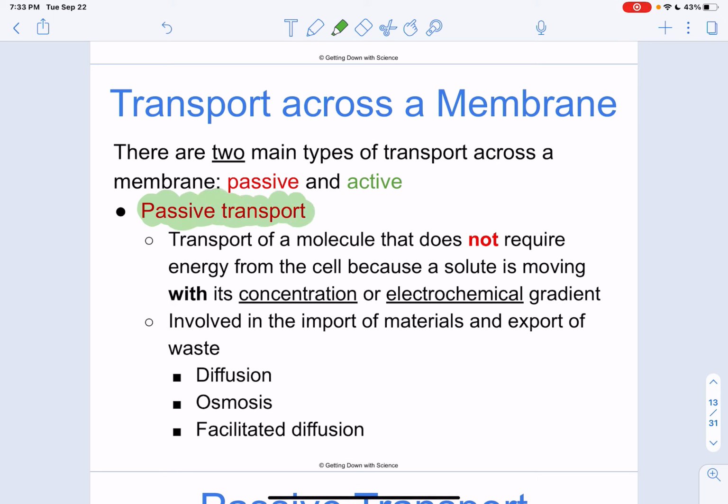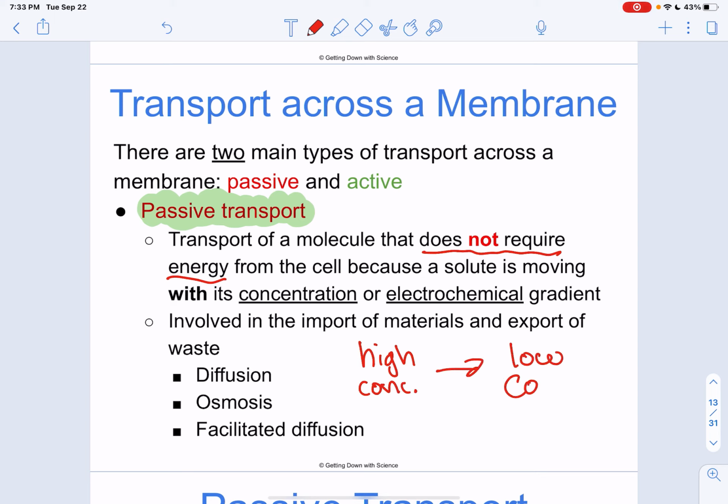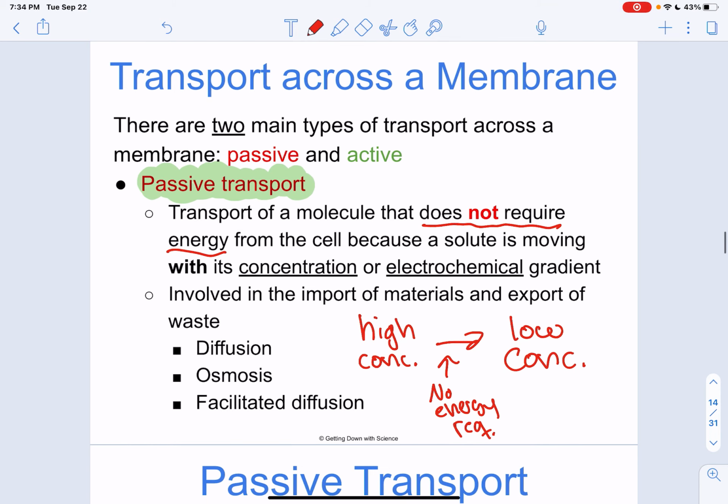Passive transport is the transport of a molecule where it does not require energy, no ATP required from the cell, because we are moving down a concentration gradient, going from a high concentration to a low concentration. No energy required. Some types of passive transport include diffusion, osmosis, and facilitated diffusion.